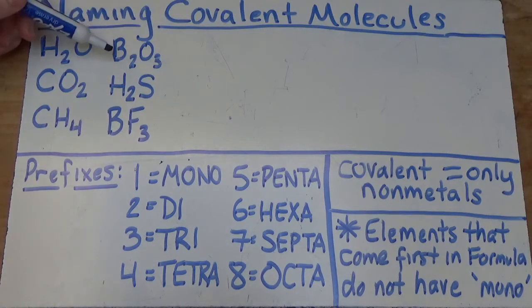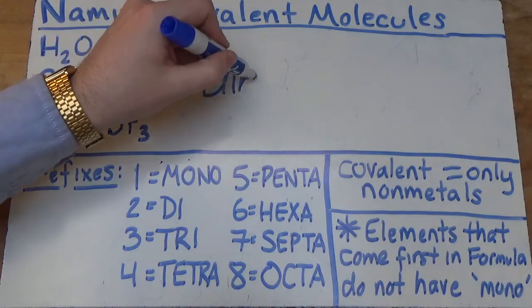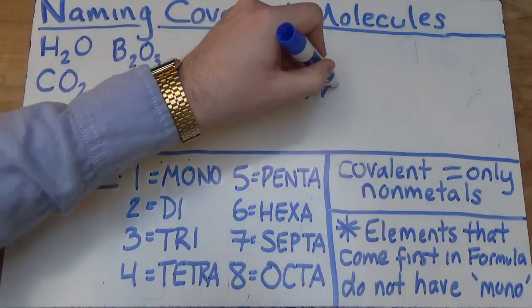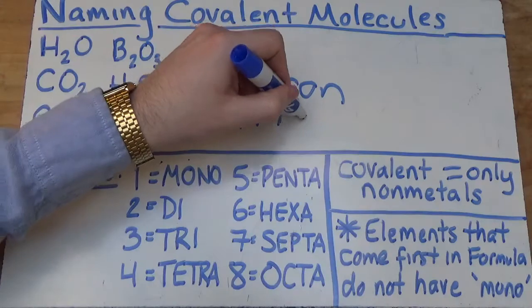Moving on. Here, there might be multiple of that first element. That's okay. This is diboron trifluoride.